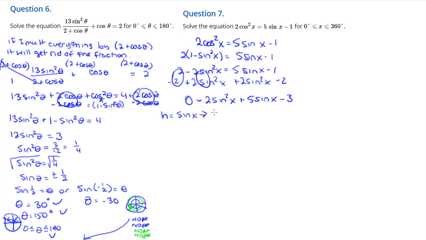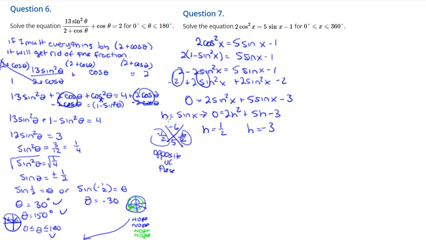Now keep in mind, I'm replacing the sine x's with h's, because I'm going to treat this like a quadratic. So I'm going to find h, and when I do my x factor, I find out that my two values for h are going to be 1/2 and negative 3. Now I replace the h with what it's equal to, which is sine x. So then I've got sine x is equal to 1/2 and sine x is equal to negative 3. Then when I do the inverse, I'm going to find that x is going to equal 30, very much like we just did in the last one.